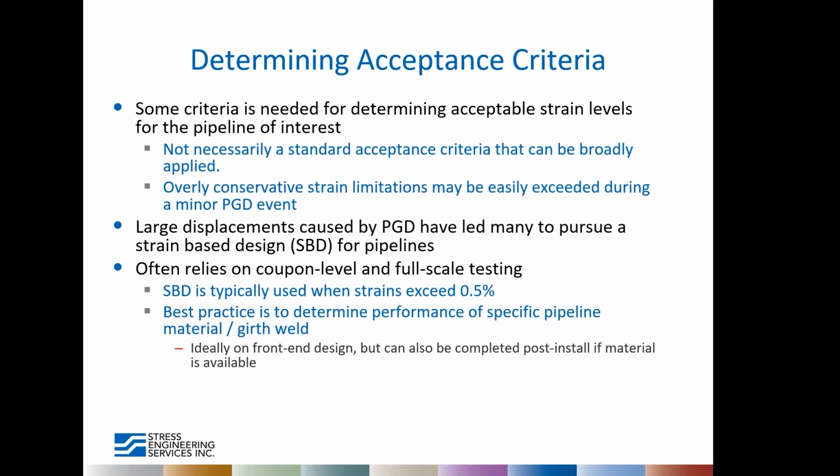And testing is a major component of strain-based design because we're trying to determine the performance of specific pipeline materials and also the performance of the girth welds that are used in the design and fabrication of the pipeline. And this testing is ideally completed during the design stage before the pipeline is installed, but we can also do it retroactively after installation if there's enough material remaining from construction.